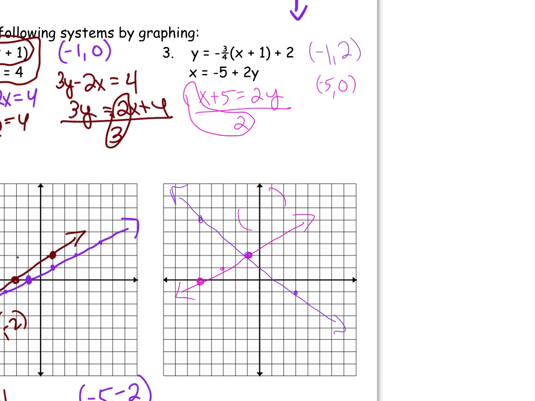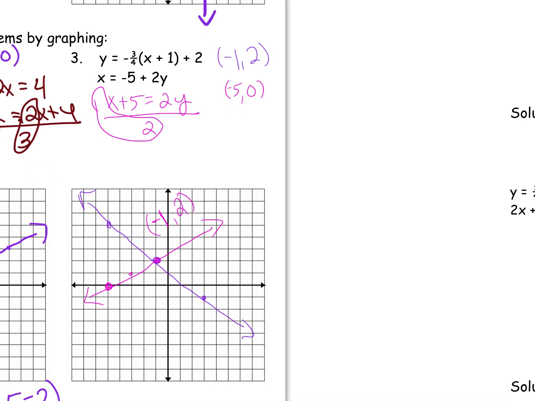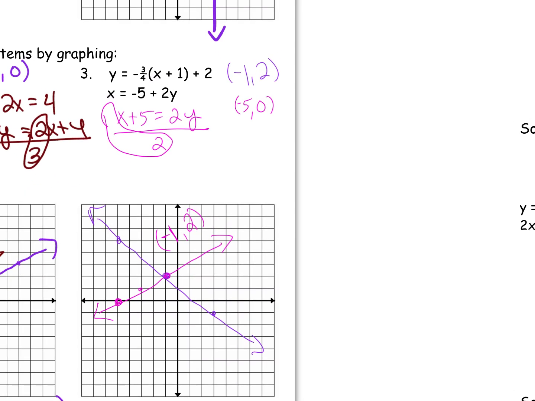So our answer ended up being what? Negative 1, 2. Okay, so now we're going to try to do it the other way. So thoughts? Do we have an isolated variable?